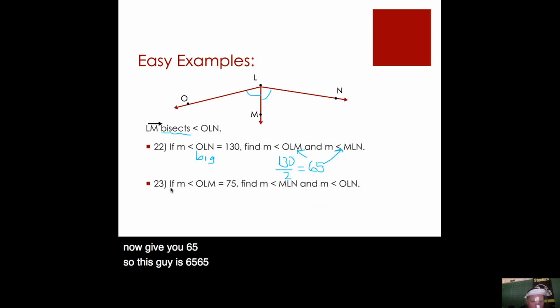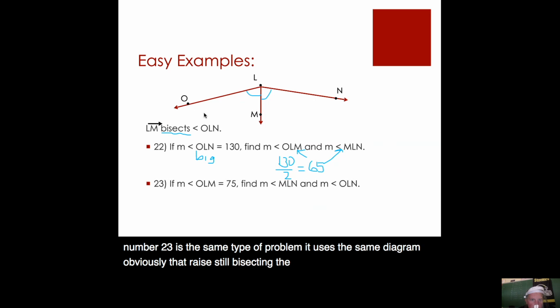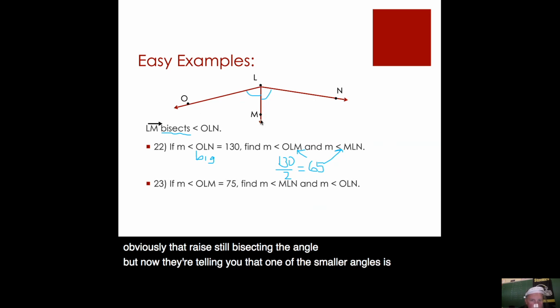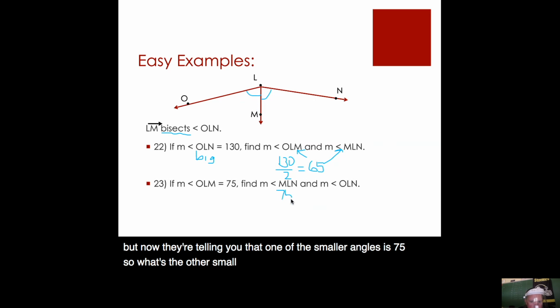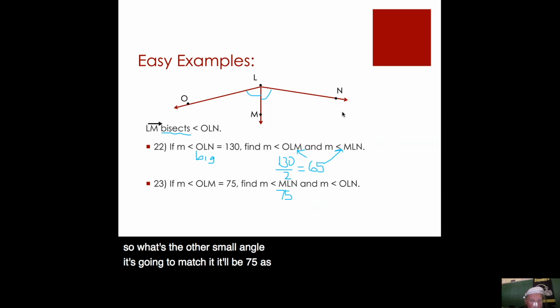Number 23 is the same type of problem. It uses the same diagram. Obviously, that ray is still bisecting the angle. But now they're telling you that one of the smaller angles is 75. So what's the other small angle? It's going to match it. It'll be 75 as well. And then how do you find the big angle? You got the two little ones. The big one's just twice as big, or 75 plus 75.